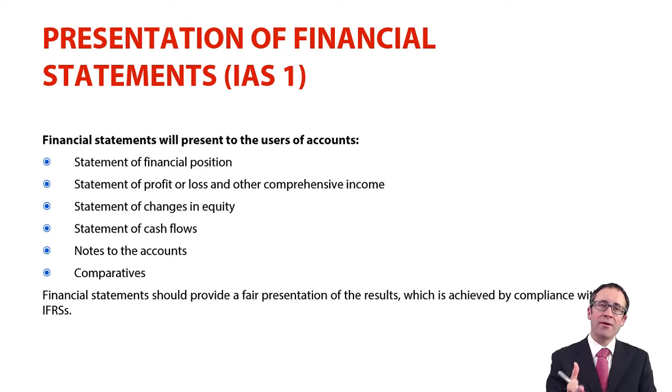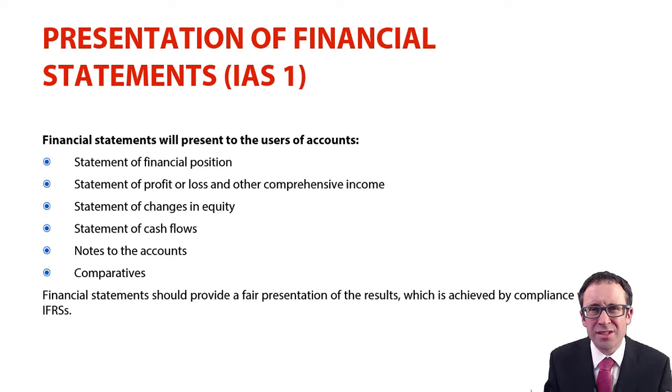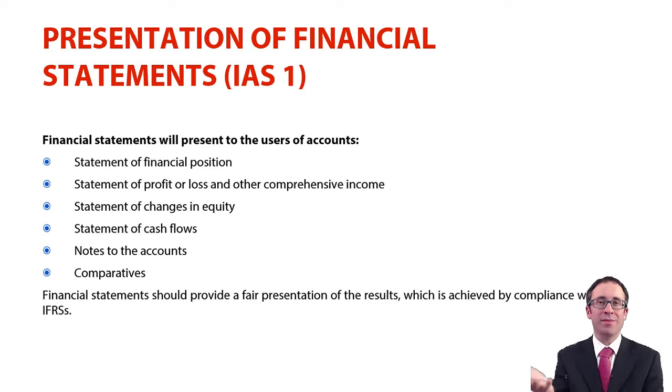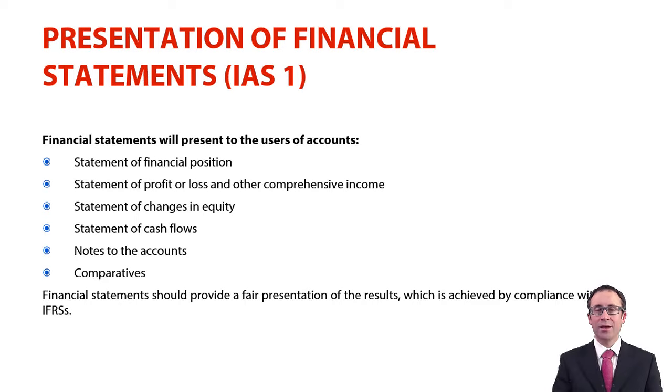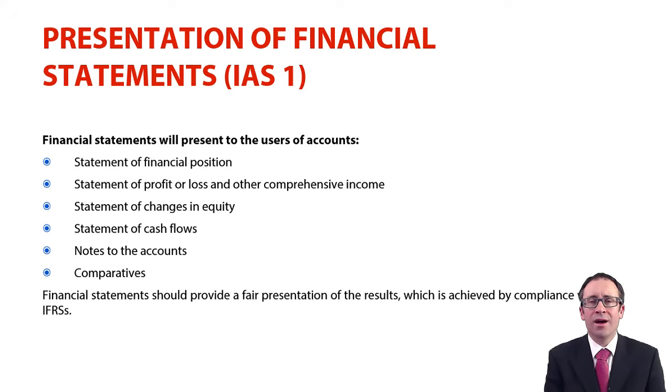Remember the comparatives are there to help the comparison from year on year. That's obvious, isn't it? But it goes back to your comparability within the framework. So that the user of the accounts can see how the business has performed from one year to the next, and also look at the changes in the resources that it controls and the liabilities that it owes. So again, linking back to some of the definitions that you have within the framework. I don't think there's anything new within there that you'd be unaware of.